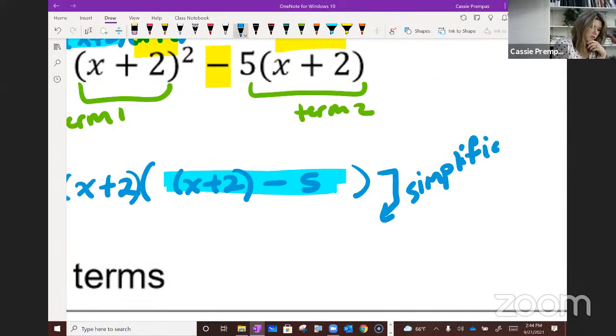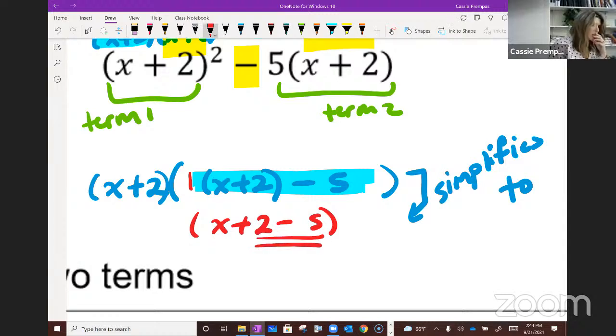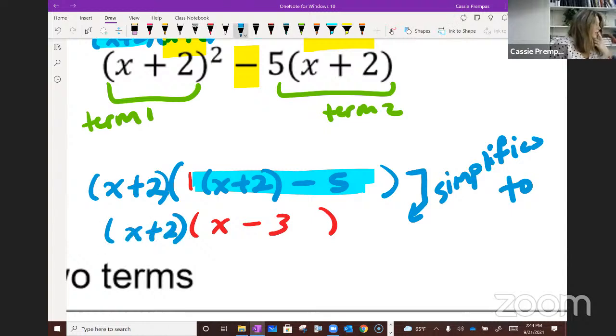You see something we can combine, essentially. What did you say, Sophie? Oh, yes. I could distribute a 1 here because there's nothing in front, which means if I distribute that 1, then I would have x plus 2 minus 5. What can 2 minus 5 become? Yeah, -3. So this actually simplifies to x minus 3, and then I still have that x plus 2. So this is factored. This is fully simplified.